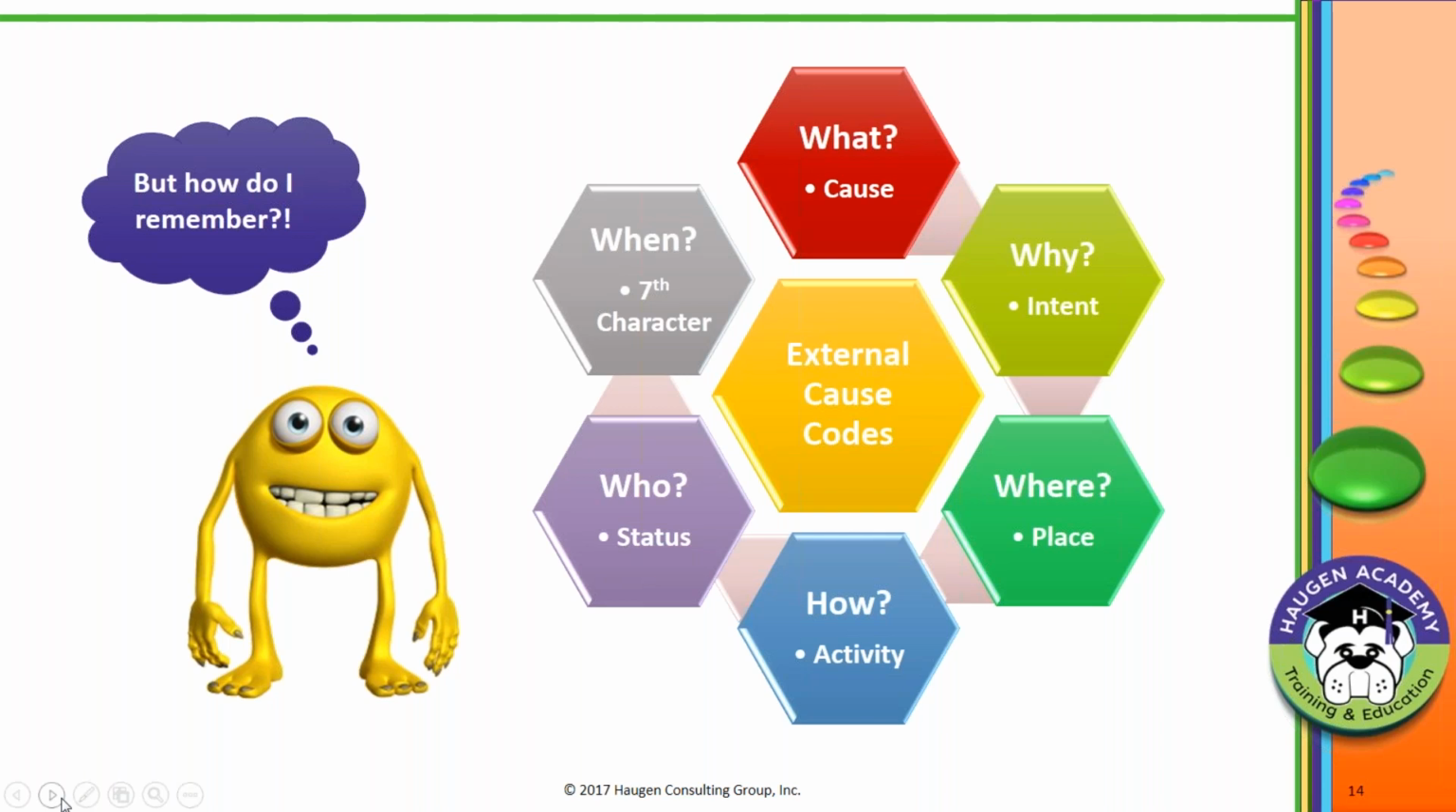The how did it happen? That's kind of like the activity. What was the patient doing at the time? Were they working? Were they playing a sport? If you ask how did this occur, then you're going to get your activity code. Who? This is the question that you ask for the status of the patient, meaning, is this someone who was injured maybe while they were landscaping, working, or perhaps serving in the military? That who question is going to help you identify the patient status.